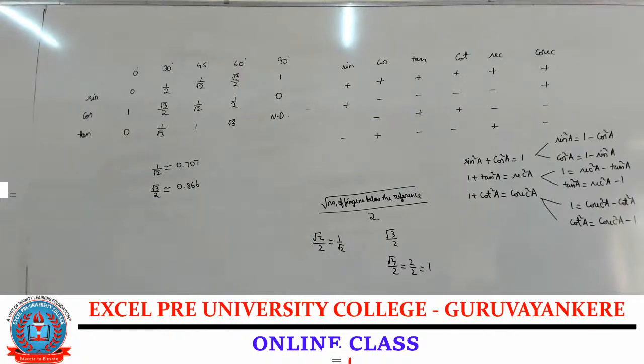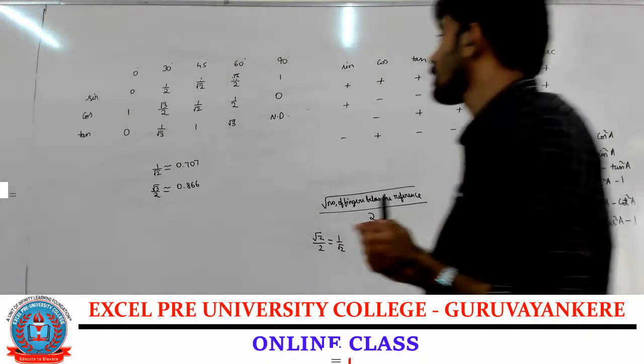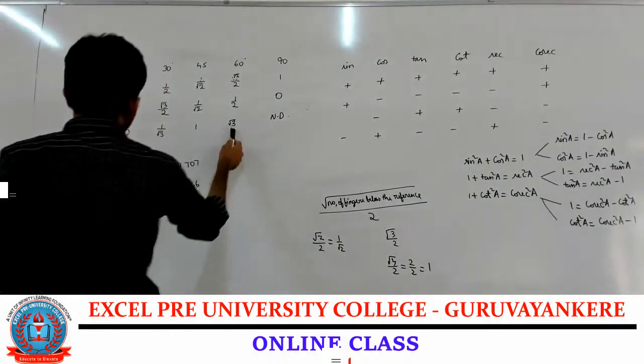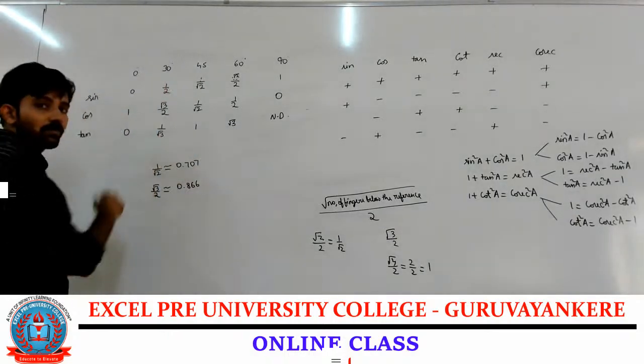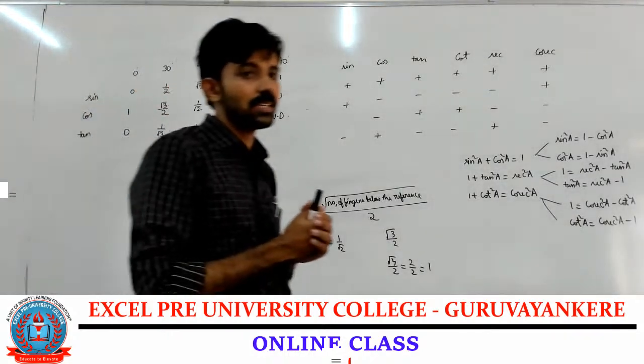1 by root 3, better to calculate. Root 3 is 1.732. 1 by 1.7, calculate it. Okay. Root 3 is 1.732. 1 by 1.7, how much to calculate? That is the answer.